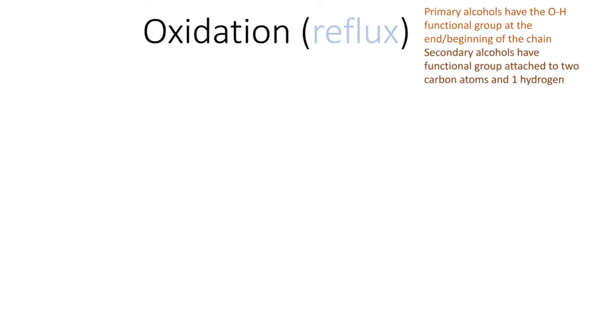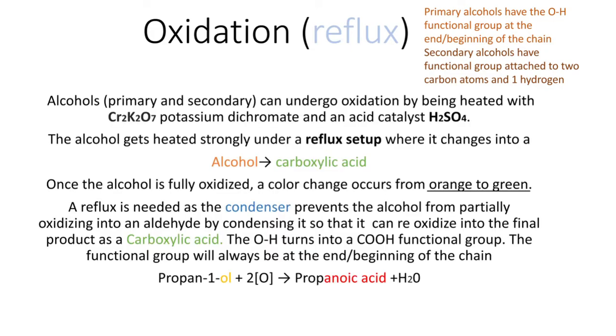Next, we have the oxidation reaction using the reflux setup. Just a little side note here: in this reaction, alcohols which are primary and secondary can undergo oxidation by being heated with potassium dichromate and an acid catalyst, which is sulfuric acid. To shorten this, you can just say acidified potassium dichromate.